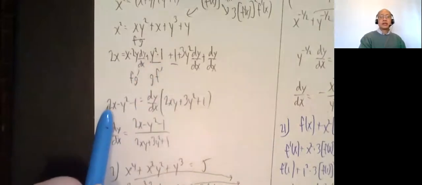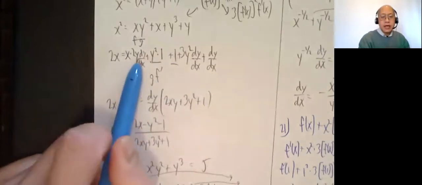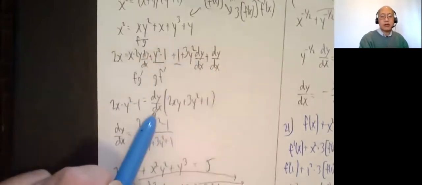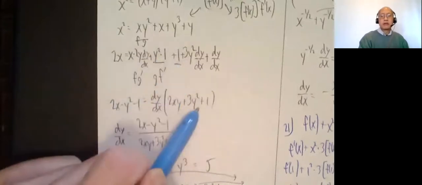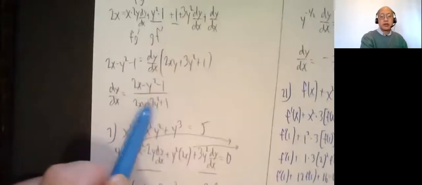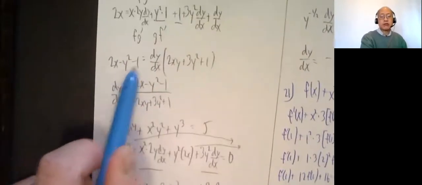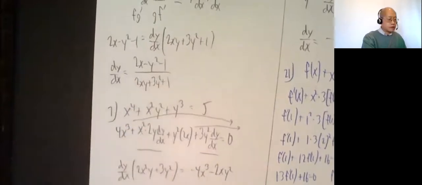So I have 2x minus y squared minus one equals that one, and that one, factor out the dy/dx, and I have 2xy plus 3y squared plus one. And just divide both sides by this thing. So dy/dx is 2x minus y squared minus one all over 2xy plus 3y squared plus one.